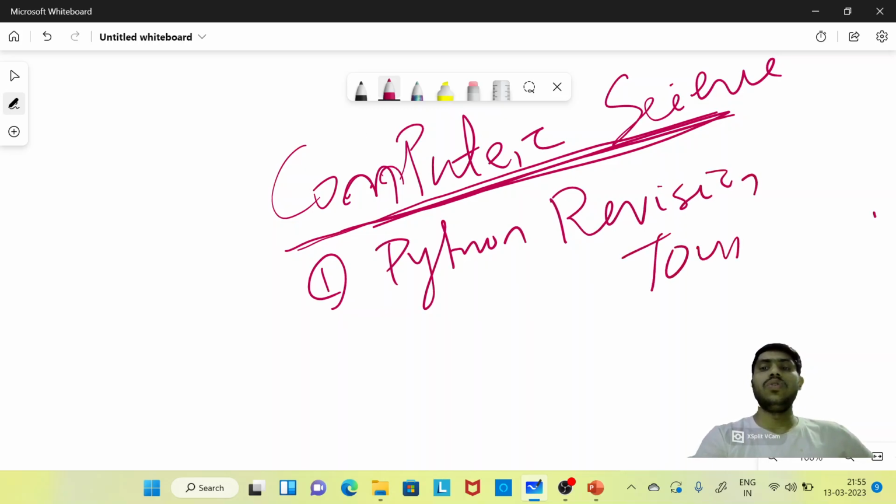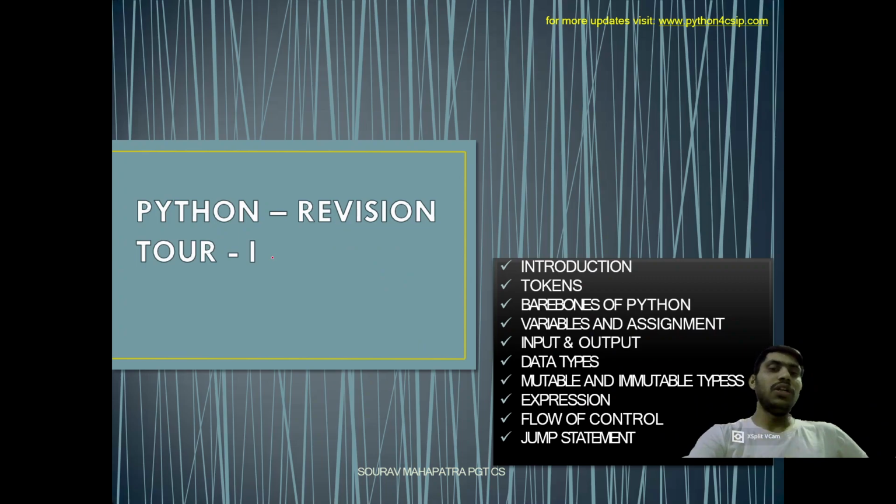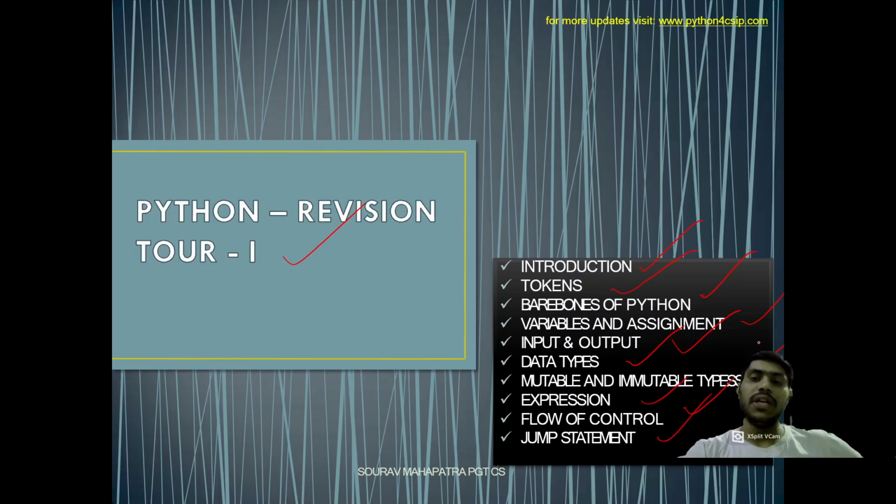Okay, so let's see at a glance the Python revision tool 1. What are the things we'll discuss here? Introduction to Python, tokens, bare bones of Python, variable and assignment, input and output, data types, mutable and immutable types, expression, flow control, jump statements. These are the particular areas we'll cover in this revision tool.